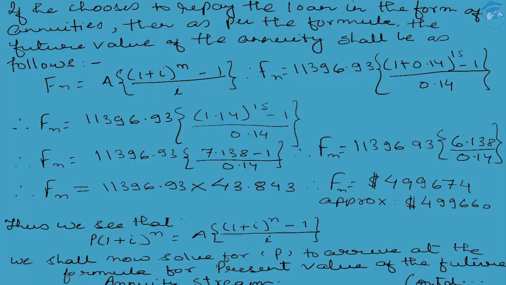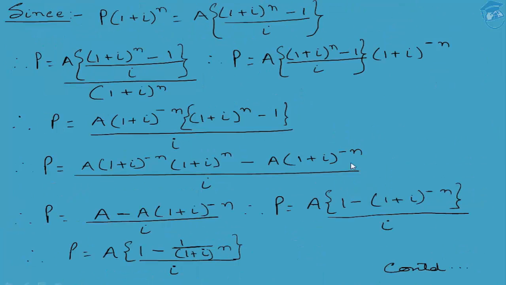So what we find is that the future value of the annuity is exactly equal to the future value of the lump sum. Thus we see, once again, students, that the future value of the annuity is exactly equal to the future value of the lump sum. So it means what?